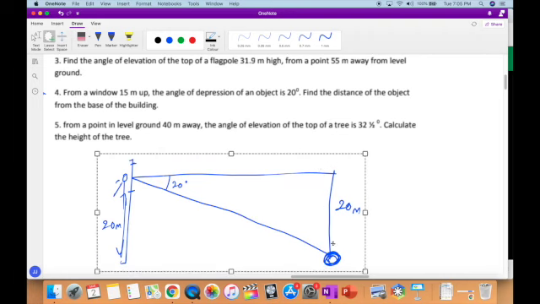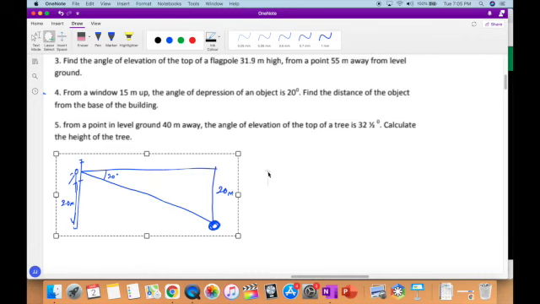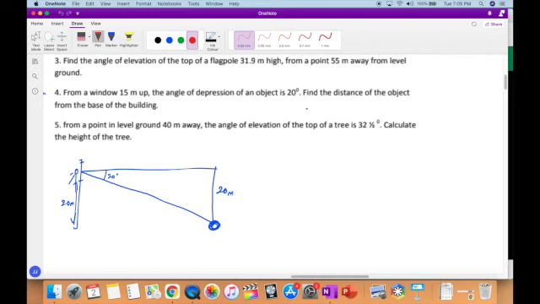Especially since it's so easy to build a thing to measure that angle, 20 degrees, right? Oh, is it 15? Oh, sorry. Thank you. 15. I just see the angle 20 and I'm doing 20. Yes, the window is 15 meters up. So therefore this is 15, right?